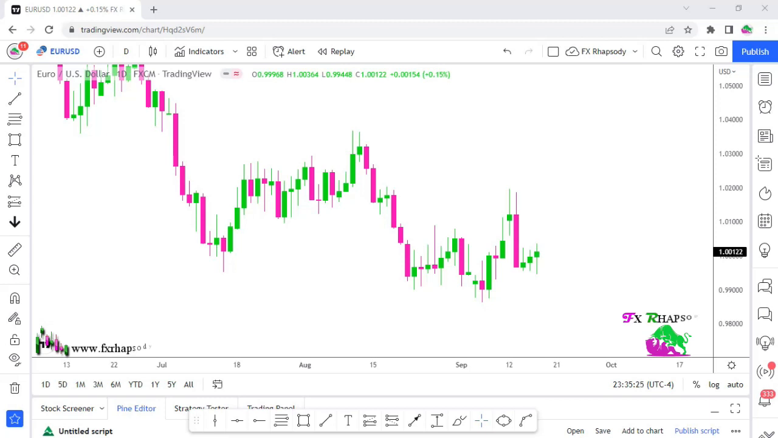Today we're doing analysis on two currency pairs. Once again, it's going to be the Euro USD and then also the USD Japanese yen.